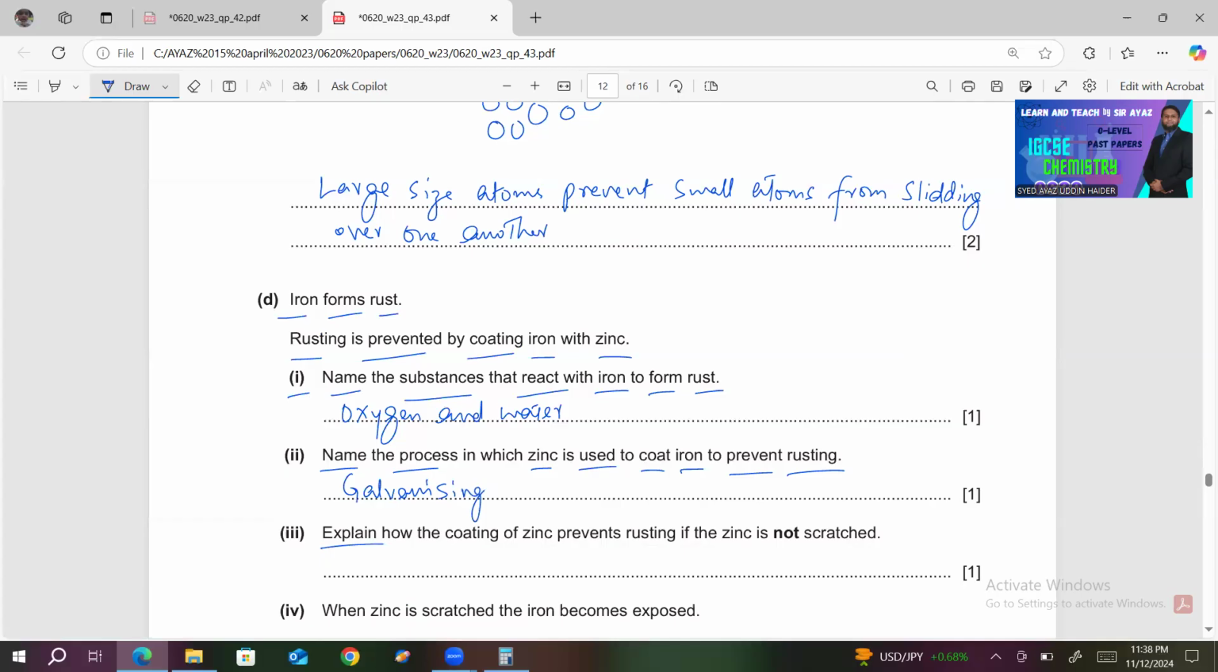Number 3, explain how the coating of zinc prevents rusting if the zinc is not scratched. So it acts as a barrier which prevents oxygen and water reaching the iron or coming in contact with the iron. So act as a barrier. You'll write act as a barrier, which prevents oxygen and water to come in contact.